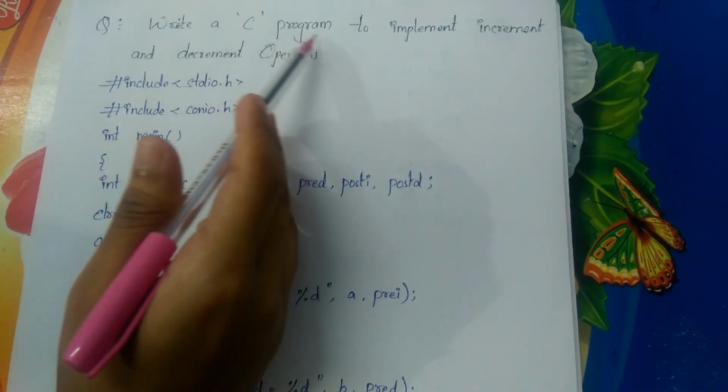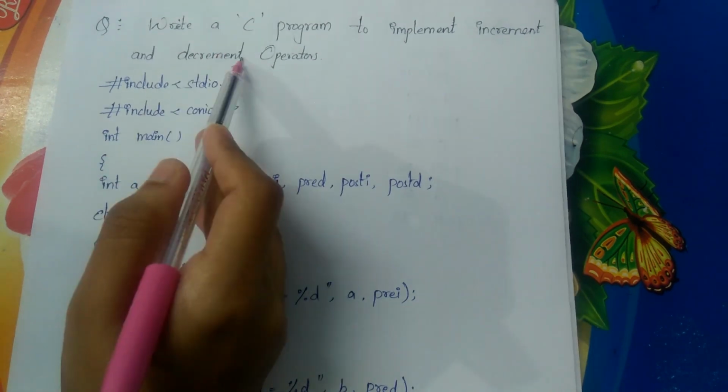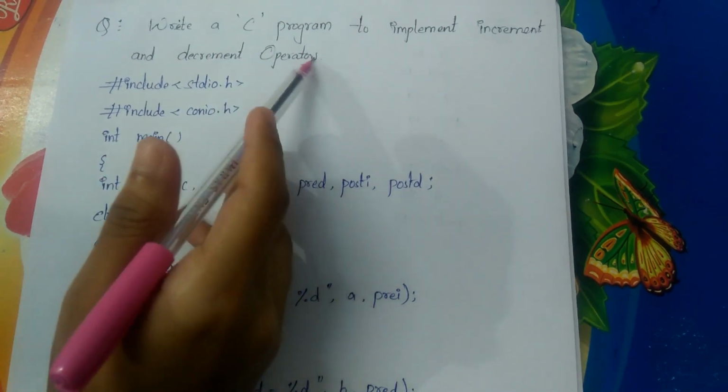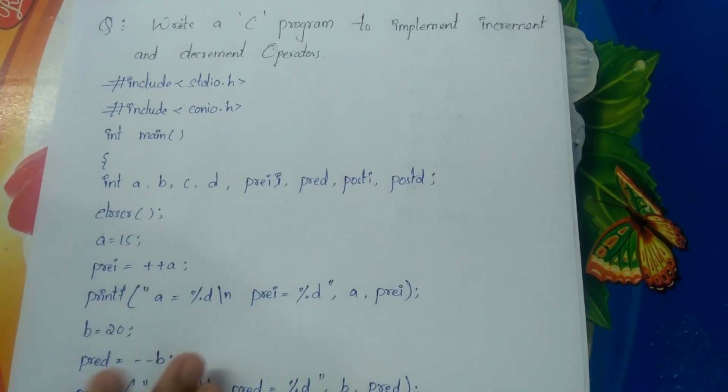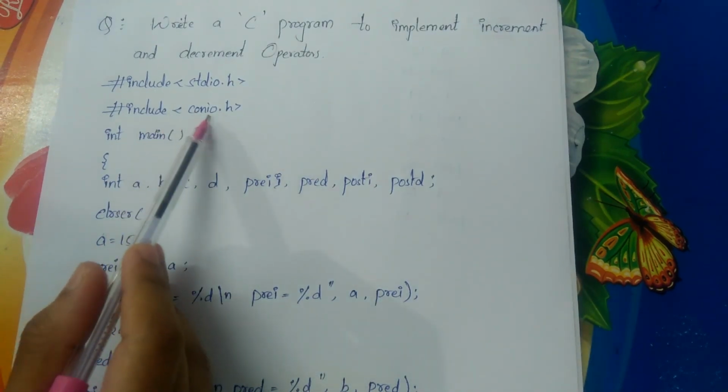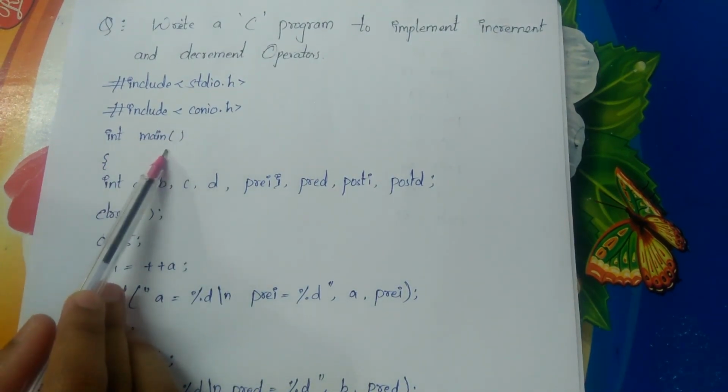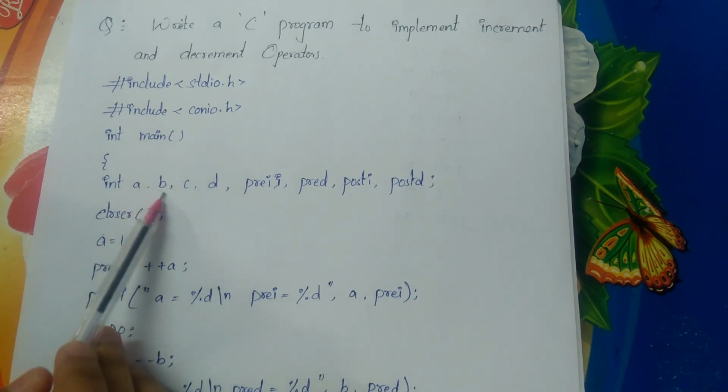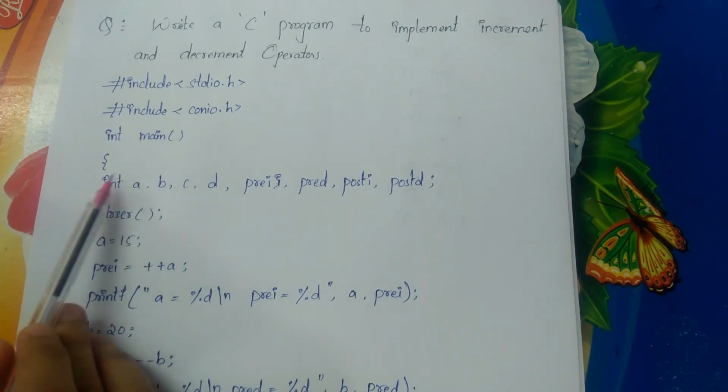Now write a C program to implement increment and decrement operators. So first we have to include the header files, #include <stdio.h> and #include <conio.h>. Then it starts with the main function. Now the block of code we write within the curly braces.